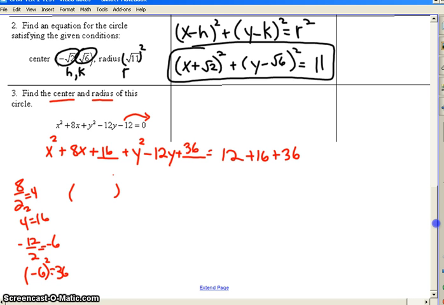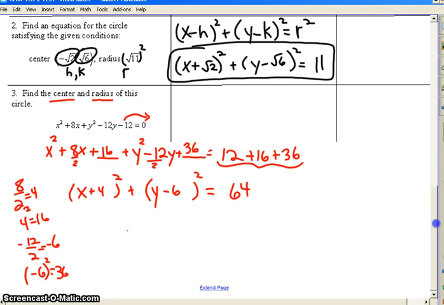Okay, completing the square. This is my x minus h and y minus k. Okay, that's going to be half of 8 was 4, so x plus 4. Half of negative 12 was negative 6, so x plus 4 squared plus, not x, y minus 6 squared. Okay, and then when we add all three of these numbers, we get 64.